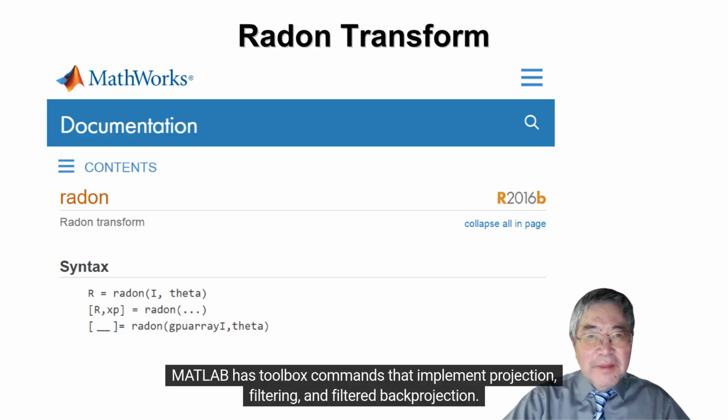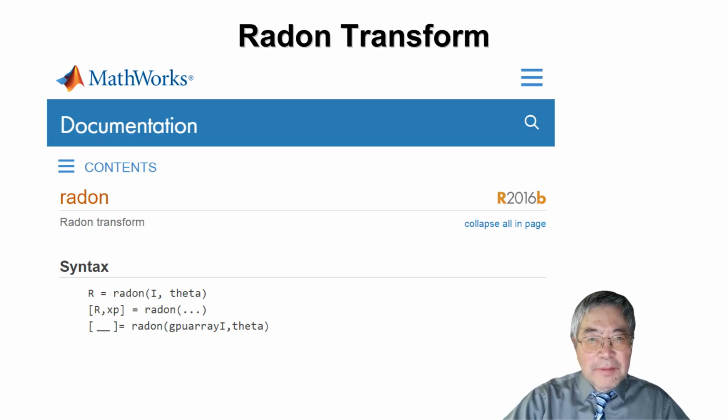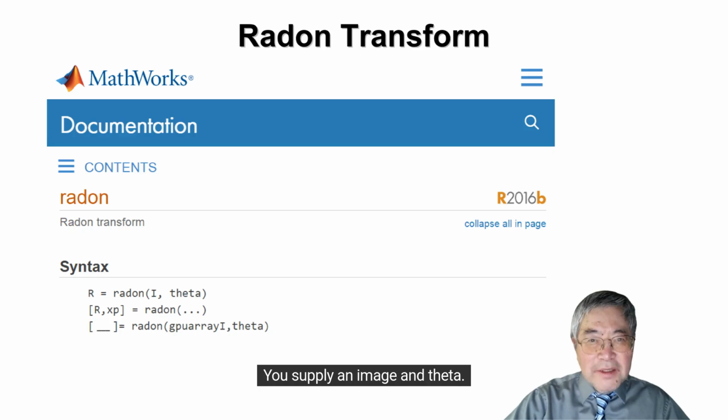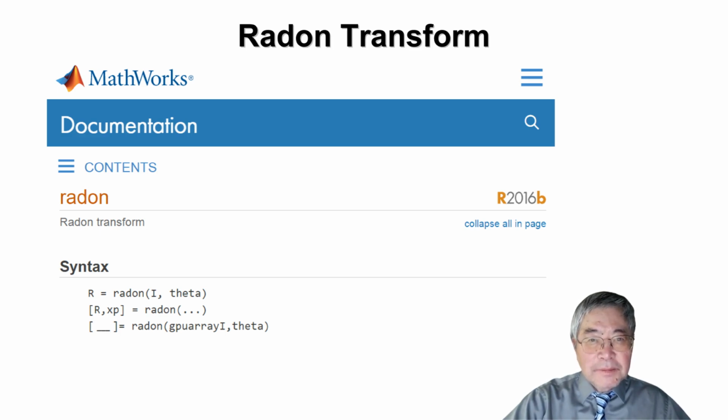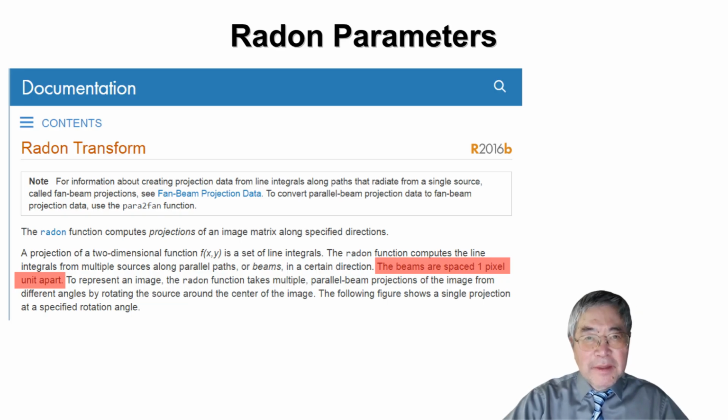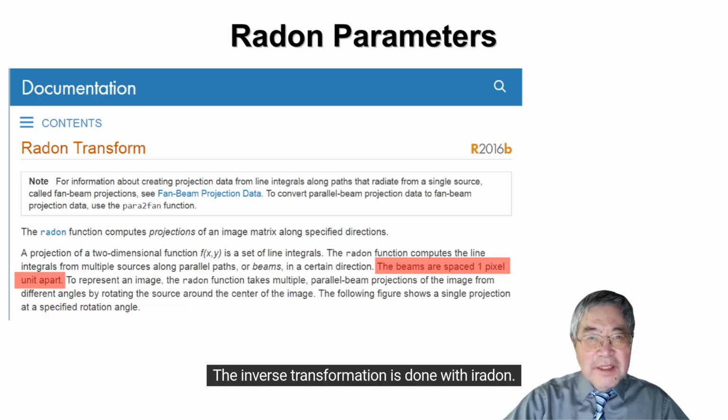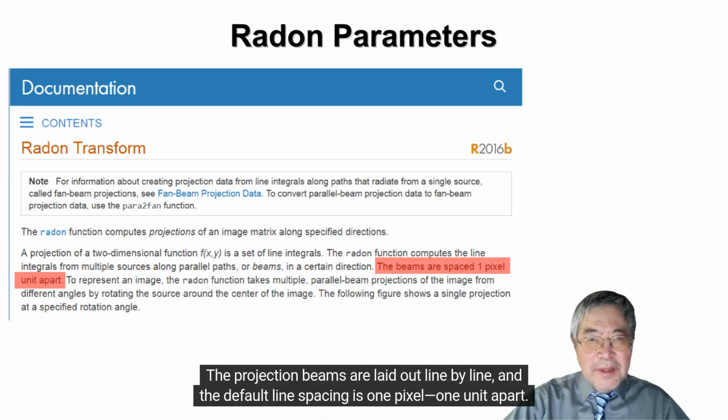MATLAB has toolbox commands that implement projection, filtering, and filtered back projection. The keyword is radon. You supply an image and theta. Theta can be a single value, which gives one projection, or an array, which gives many projections. The inverse transformation is done with iradon. The projection beams are laid out line by line, and the default line spacing is 1 pixel, 1 unit apart.